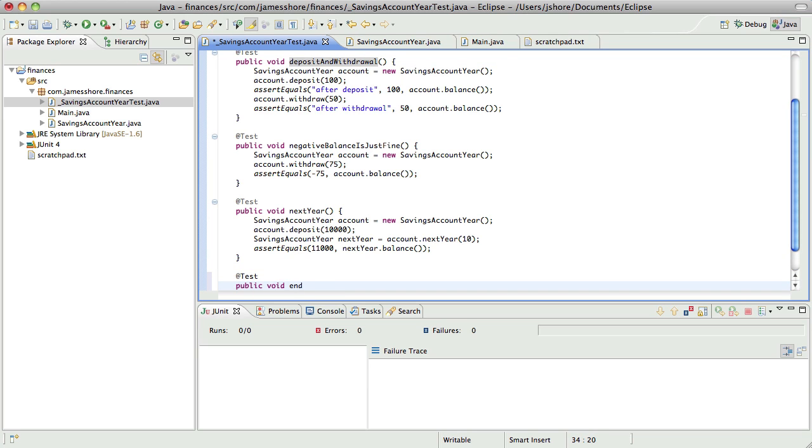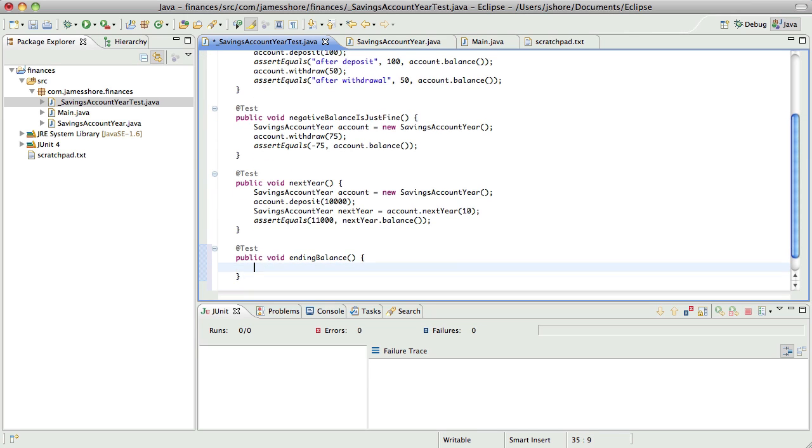So ending balance should behave fairly similarly to next year. This is going to require changing some things. Right now we have this idea that a savings account, well, when it was a savings account we assumed it always started with 0, but now that it's a savings account year, I think we want to start it with a particular amount of money in it. And I think we also have to make an assumption about the interest rates that it receives.